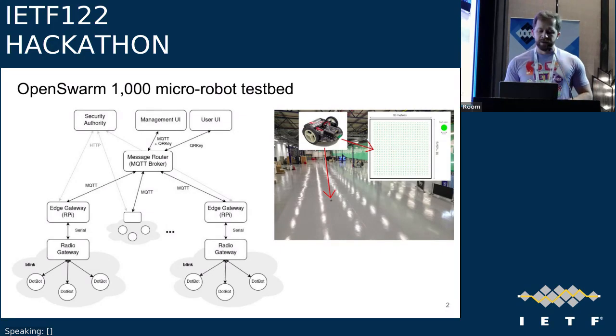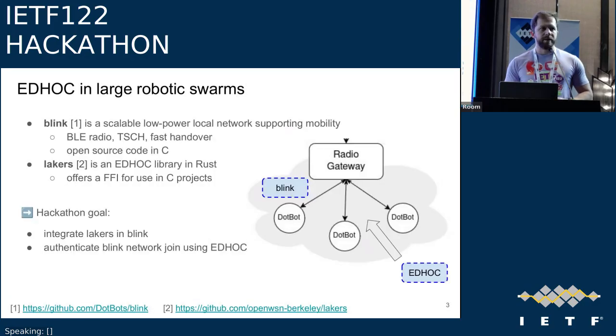So we developed a custom link layer protocol that we call Blink, that is basically Bluetooth Low Energy, but only the physical layer. And then we developed the custom link layer using time synchronized channel hopping. And we also allow very fast handover for the robots.